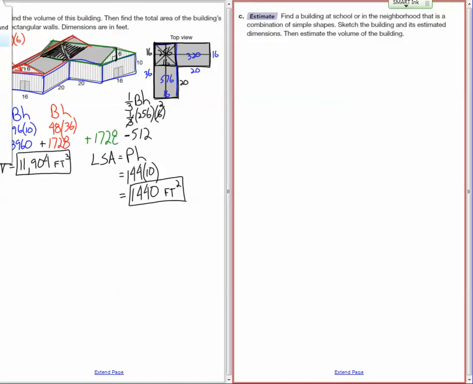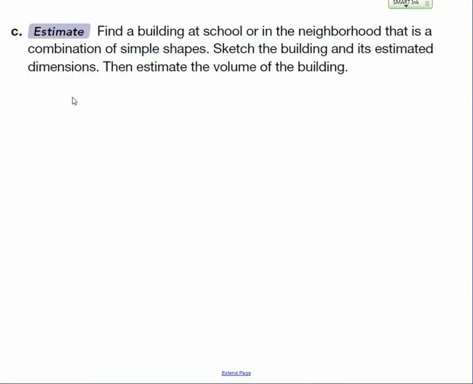All right, and then the last thing here is we're going to ask you to go out and find a building at school or in the neighborhood that is a combination of simple shapes, sketch the building and its estimated dimensions, and then estimate the volume of the building. So you could just do this with your house, just kind of sketch it. If it's a multi-level house, just sketch the first level and then sketch the second level. Just kind of estimate its dimensions and go ahead and figure out its volume just by finding out the volume of the first floor, find the volume of the second floor, add those together. It's probably the easiest way to go about it.